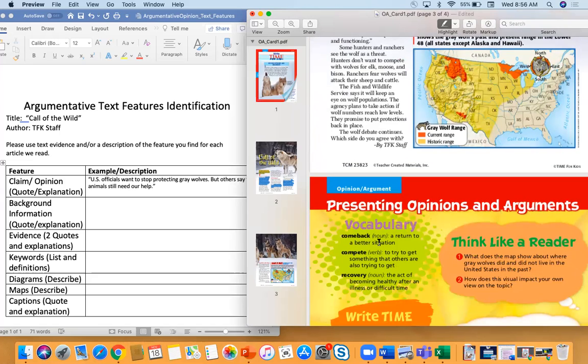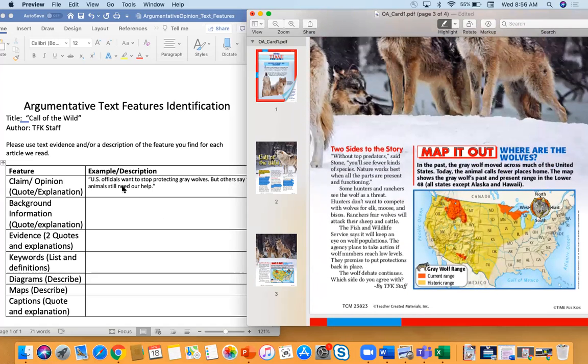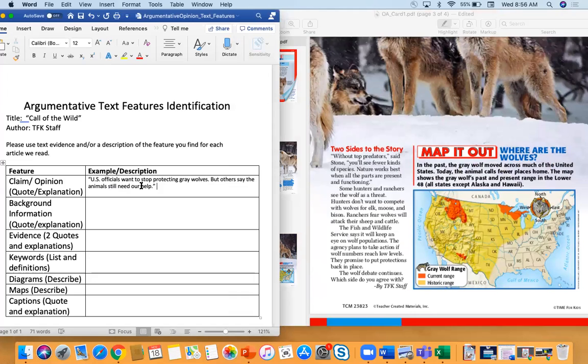Okay, so let's look at some keywords: come back, compete, recovery. Okay, so, "U.S. officials want to stop protecting gray wolves, but others say the animals still need our help." So we put the claim in quotes, and then you'll put, this is the claim because the article discusses sides of the issue about why wolves.